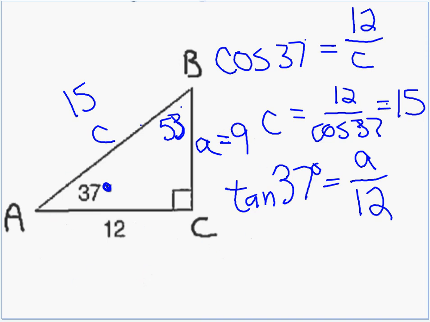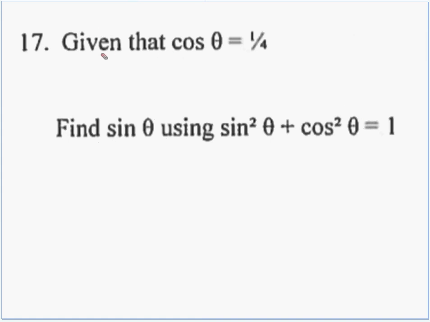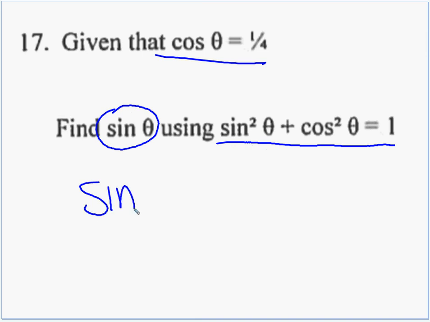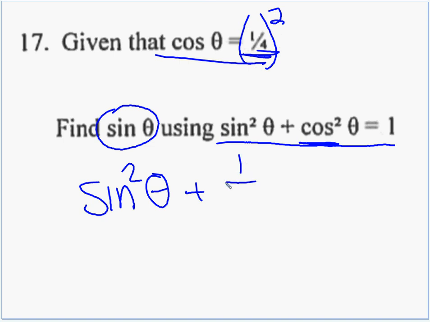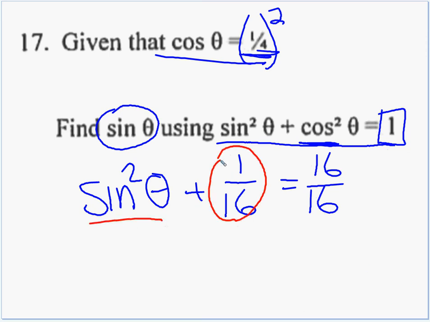All right, and there is one more question after the solving. Here, given that cos is 1/4, they're asking you to use the Pythagorean identity to solve for sine. So we are going to have sine squared plus cos squared. Well, cos is out. We're going to put 1/4 in its place, and we're going to square that 1/4. 1/4 times 1/4 is 1/16. And that's going to equal 1, but let's rewrite 1 as 16/16. So to start to get sine alone, we're going to subtract this from both sides.